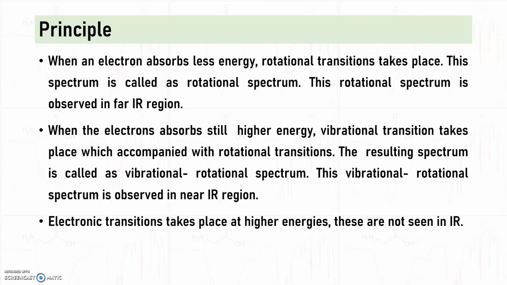When the electron absorbs still higher energy, vibrational transitions take place, which are accompanied with rotational transitions. The resulting spectrum is called the vibrational rotational spectrum. This vibrational rotational spectrum is observed in the near infrared region. Electronic transitions take place at higher energies. These are not seen in the IR region.